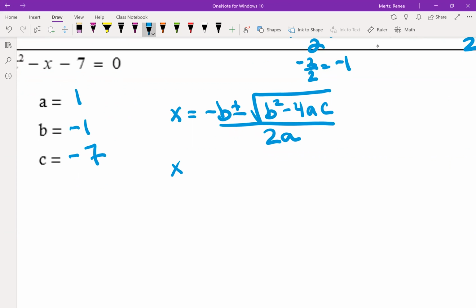So plug in, be careful, a negative, negative. If you want to write it as a positive right away, that's totally fine. Always put your b in parentheses because when it's a negative number squared, we want it to turn out positive.